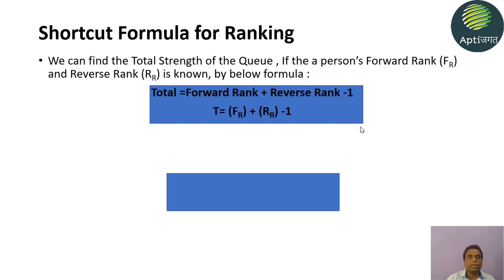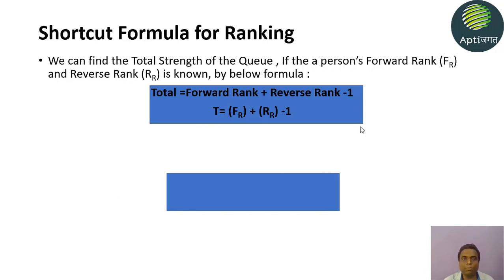Now we will see the shortcut formula for calculating ranks. We can find the total strength of a queue if a person's forward and reverse rank are known. There are three different variables: total, forward rank, reverse rank. If one of these three is unknown, we can find that unknown. Now, what is the formula? This is the shortcut formula to calculate total.